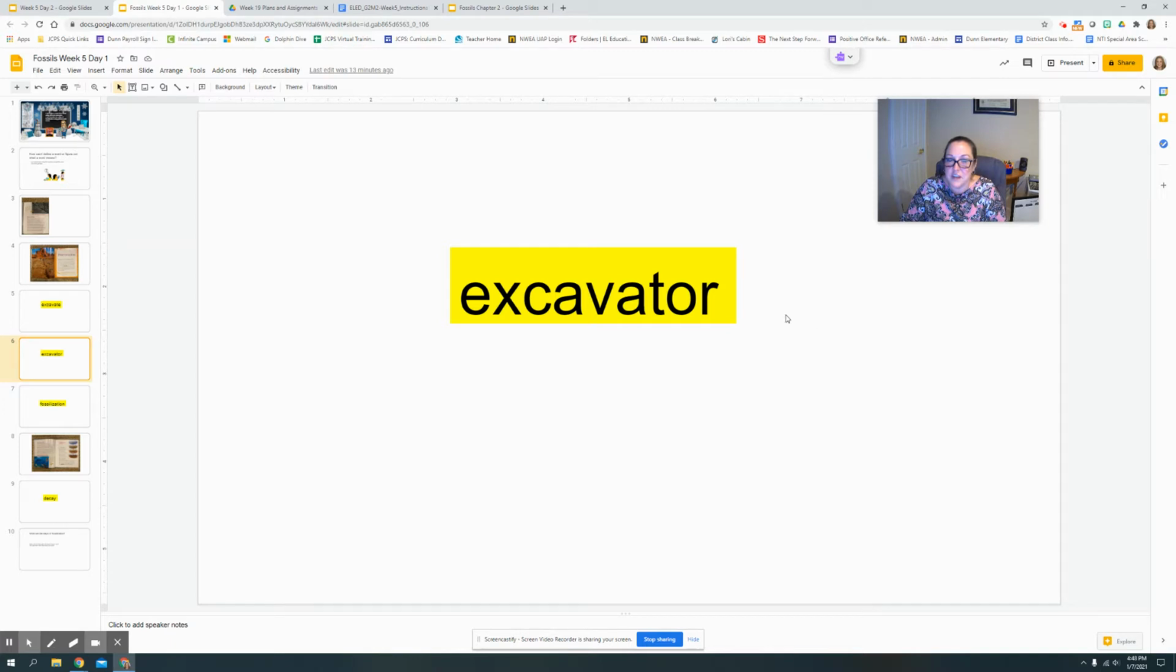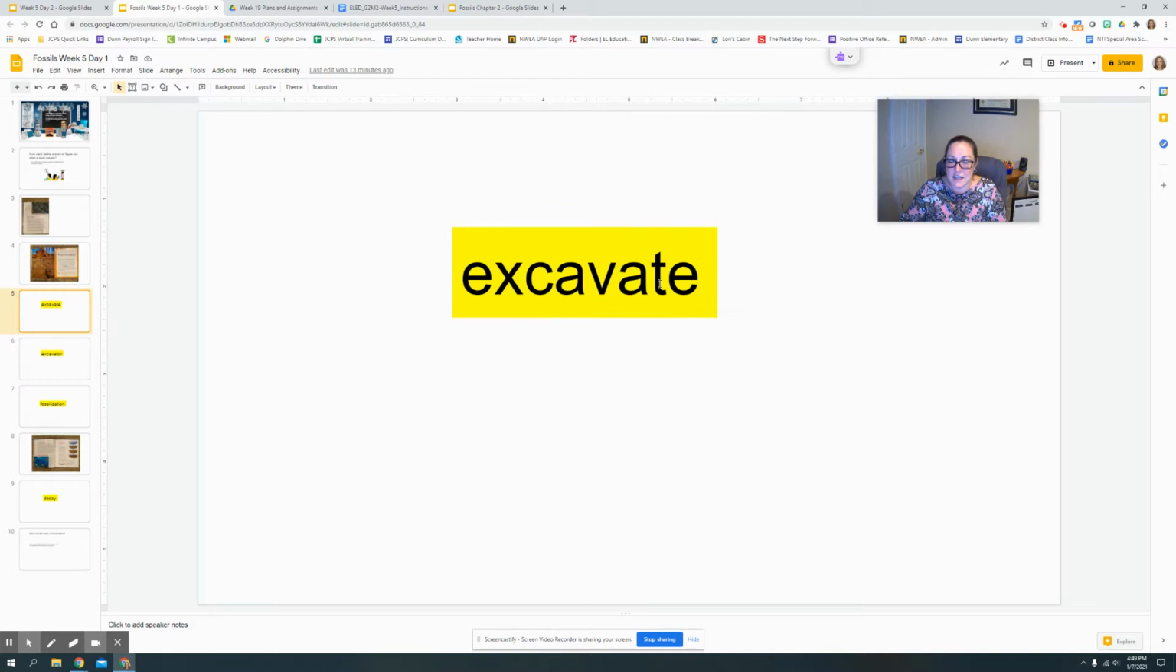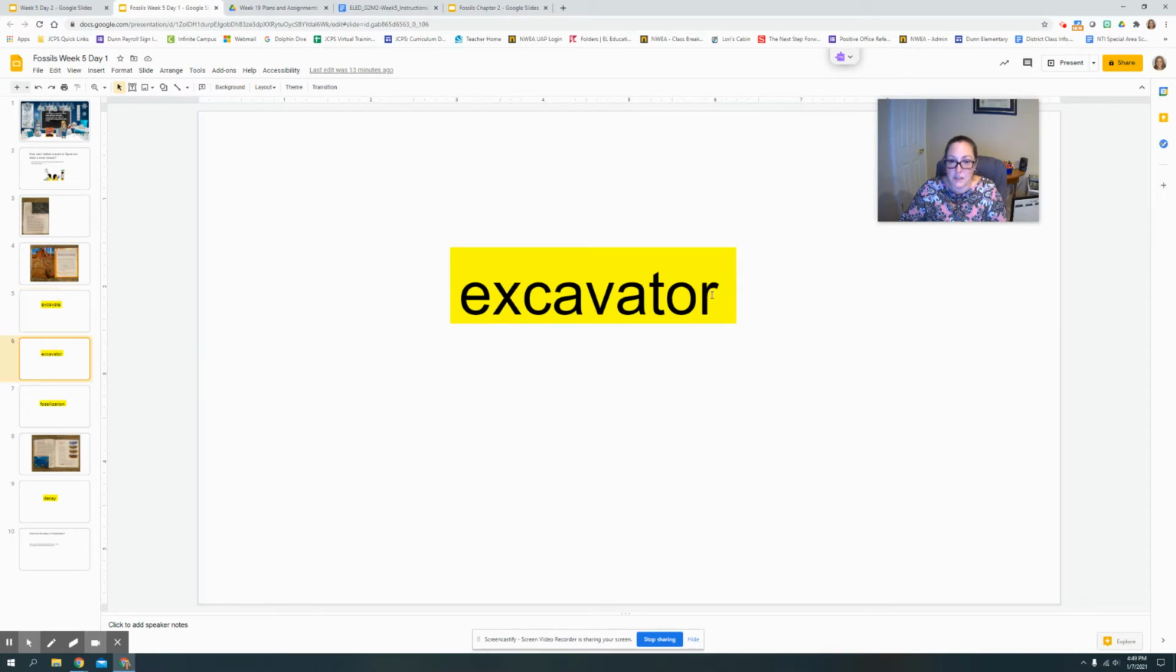Well, if that's what excavate means, what does excavator mean? What is an excavator? When you add OR to the end of the word, that's like a person who does it. So what is an excavator? Excavator is a person who excavates fossils from rocks. You know something else that I thought was tricky? Look at this. Excavate ends in E, but then when you want to make it be the person that does the work, you drop the E and you add an OR. Excavator is the person that does the work.